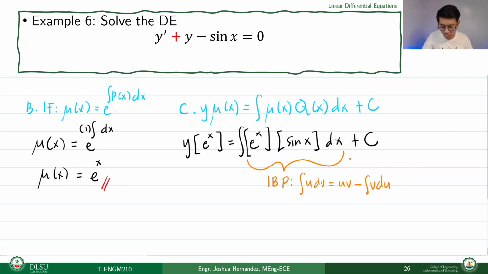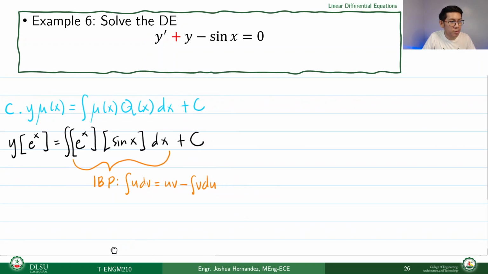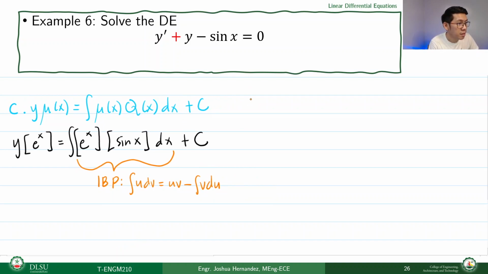Okay. So, by integration by parts, by IBP, let's use some space here. Medyo taasan pa natin here. By IBP, we have the integral of e to the x sine x equals uv minus v du, right? uv minus v du.